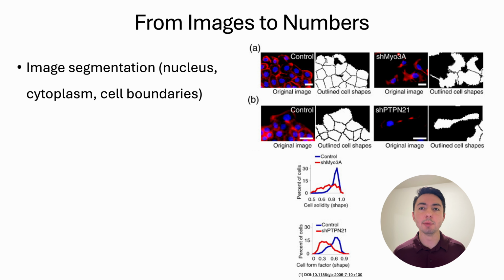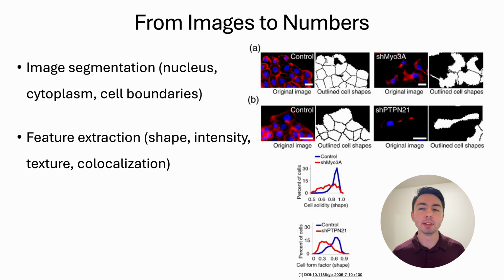The first step is image segmentation, where we identify individual cells within an image. This usually starts with detecting nuclei with something like a DAPI stain, and then expanding outward to define the full cell boundaries. In the CellProfiler example shown here, you can see how this works in practice. Cells are identified and outlined, allowing us to treat each one as an individual unit of measurement.